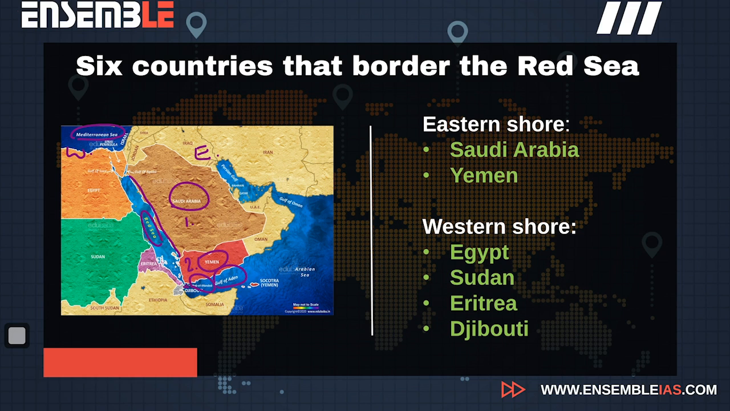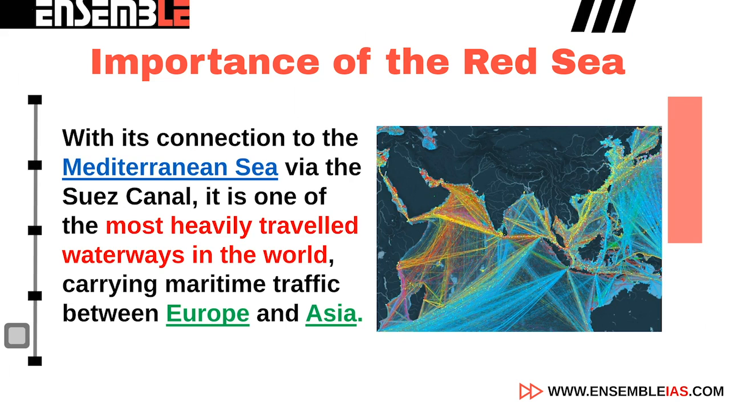On the western side of the shore, this is Egypt in Africa. The second country is Sudan in Africa. The third country is Eritrea. Here is a small country, Eritrea, in Africa. And the fourth is Djibouti. This is Djibouti, a small country. So these 4 countries in Africa and 2 countries on the Arabian Plate mark the boundary of the Red Sea.